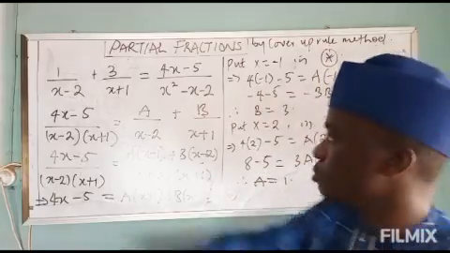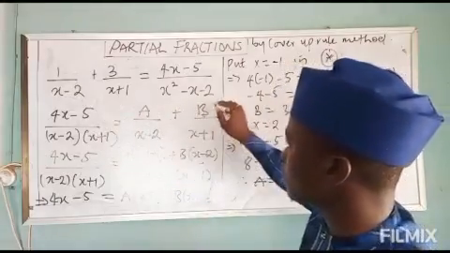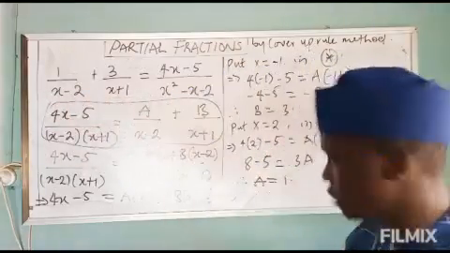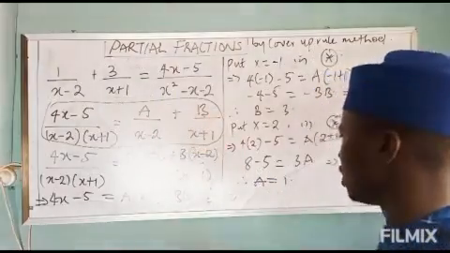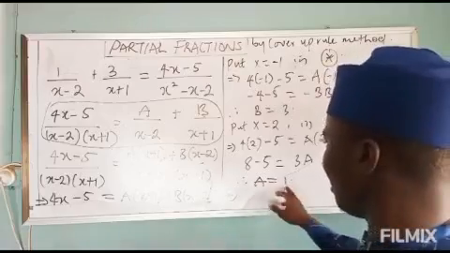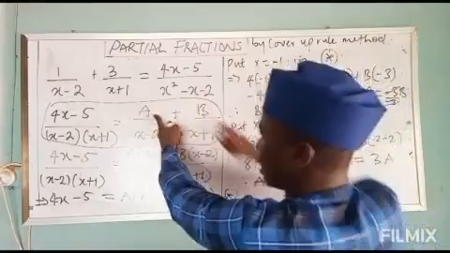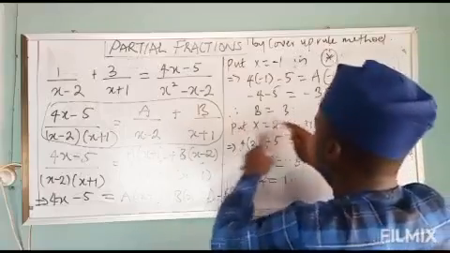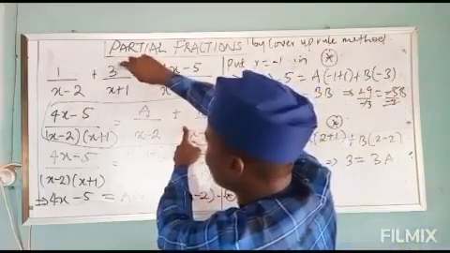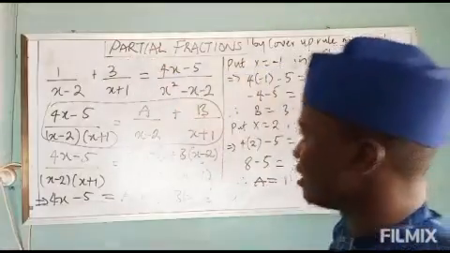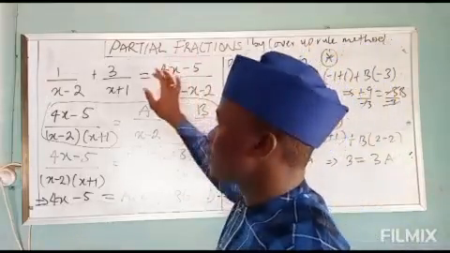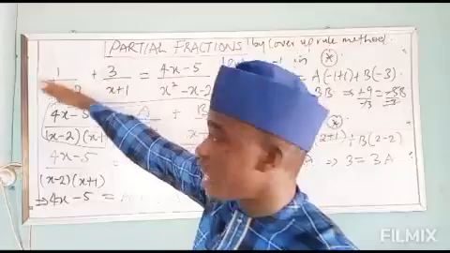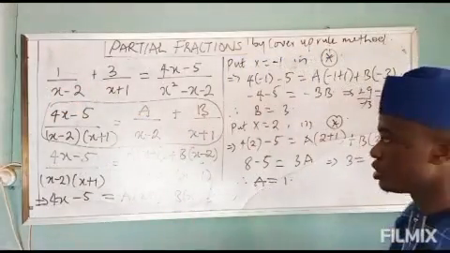So now you come back to this equation and put back the values of a and b. You can see that a is 1, and the 1 is here. Also the b that we got is 3, and you can see the 3 is here. So you can see that definitely decomposing this into partial fractions will actually give us what we have on the left-hand side, and that is how it's being solved.